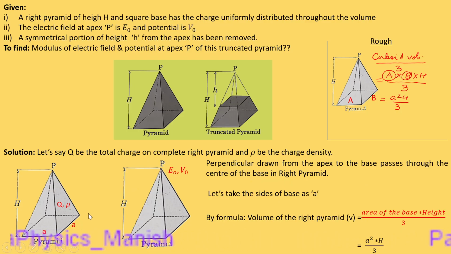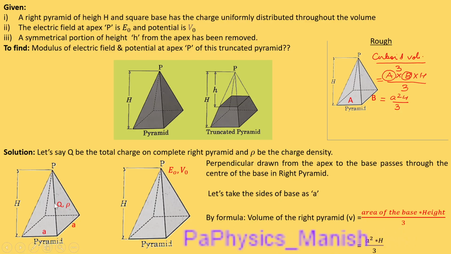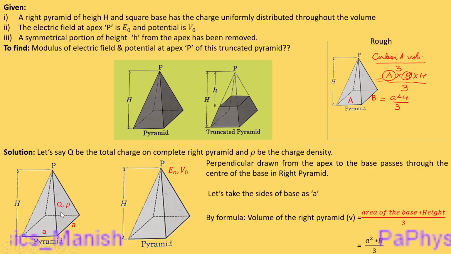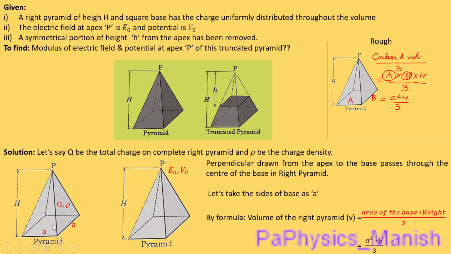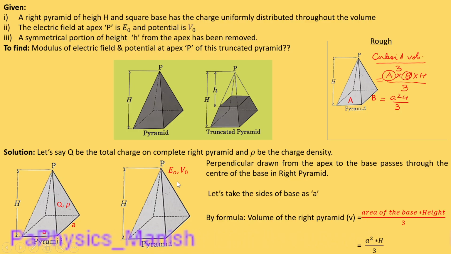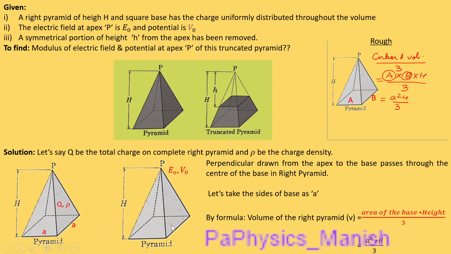In this pyramid, because no charge has been mentioned, we have assumed that capital Q was the total charge on it, and rho was the charge density in this pyramid. And E0 and V0 initially with the full pyramid is given.